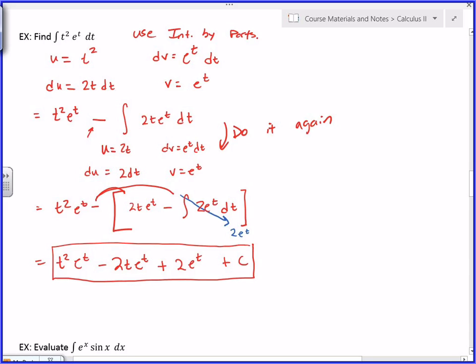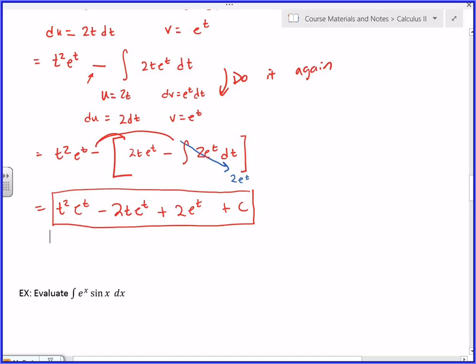So sometimes you'll have multiple applications of integration by parts. Okay? So as you see the algebraic part of it, the polynomial, getting lower and lower degree, I could give you like a t to the 7th e to the t. You'd have to do integration by parts 7 times to get it all the way down to a constant times e to the t, right? But you just keep doing it, okay?